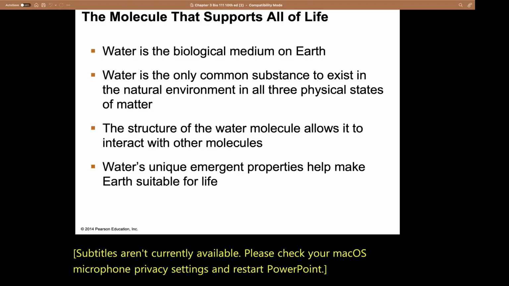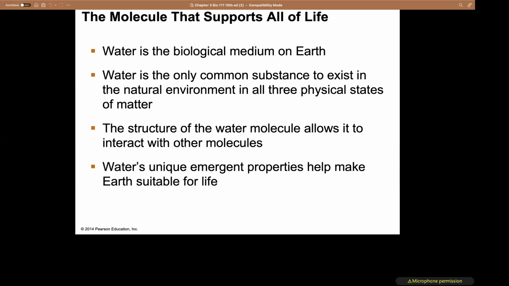So water is ultra important. Without water, life would not be possible on Earth. And it is the reason why, as we talked about in the previous chapter, chapter 2, that water is going to form polar bonds. Water itself is a polar molecule, and so it is going to form hydrogen bonds with other water molecules. And because of that, that's what makes life possible.